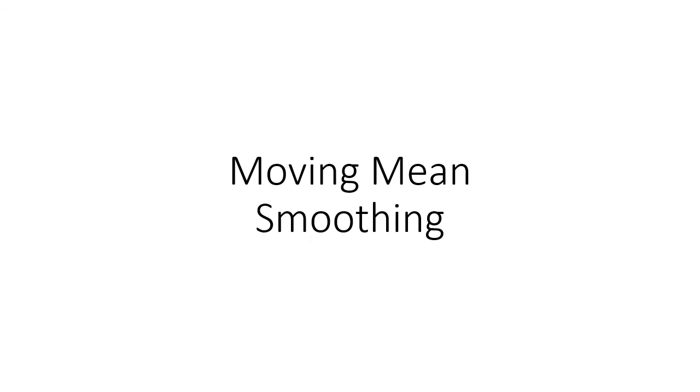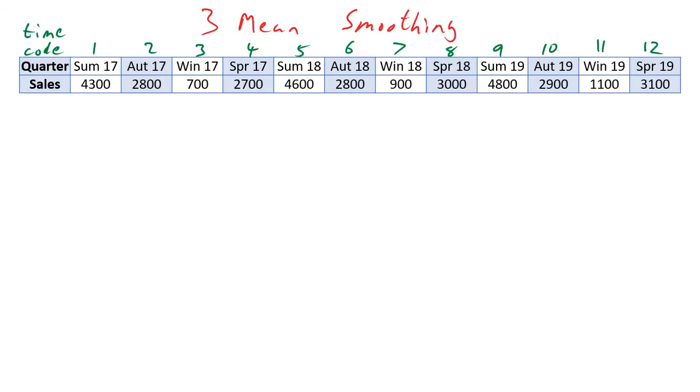Moving mean smoothing. I'm going to start with three mean smoothing because it's one of the easier ones, and we're going to take it nice and slowly. When we say mean, we mean taking the average, so you're going to be taking the average a lot. And smoothing is because you want to look for an underlying trend.